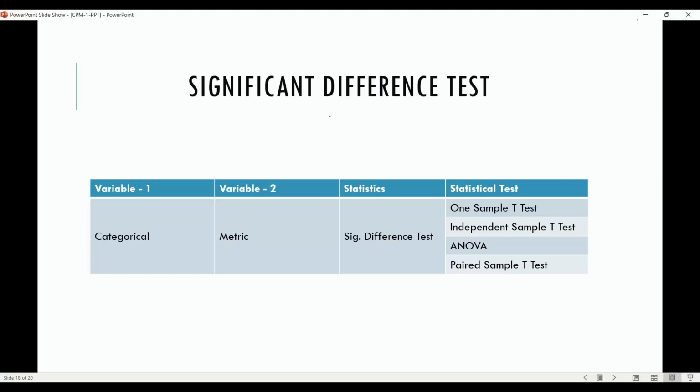Okay, coming to the different types of statistical tests. Actually, there are different t-tests. We call them one sample t-test, independent sample t-test, ANOVA, and paired sample t-test. There are different criteria for all these tests. First and foremost, one sample t-test. When I say one sample t-test, it means you need to have a standard value. You need to have a standard value.